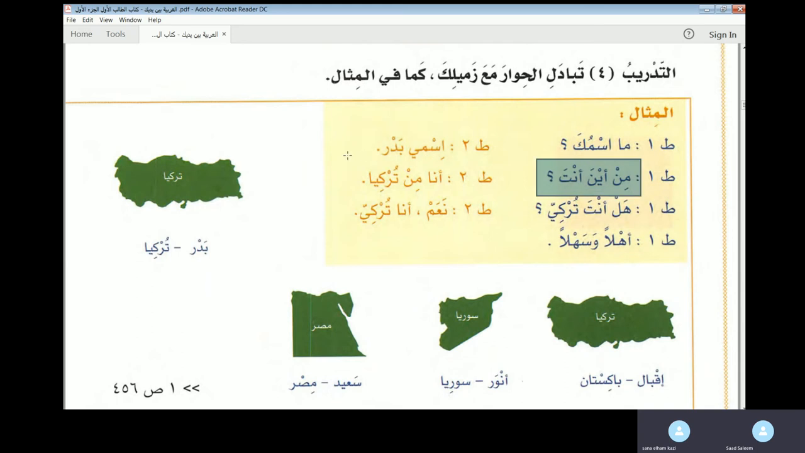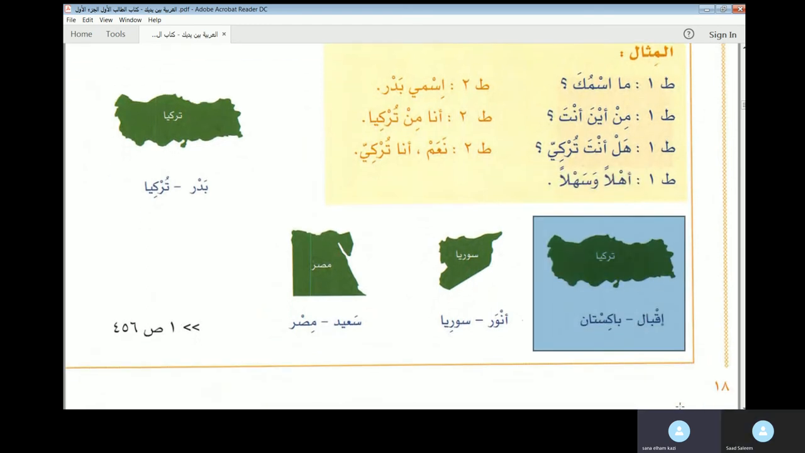من أين أنت؟ أنا من تركيا. I'm from Turkey. هل أنت تركي؟ Are you from Turkey? Or are you Turkish? Yes, نعم. Yes, أنا تركي. I am Turkish. أهلا وسهلا.